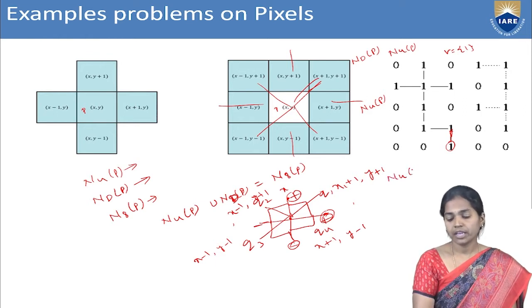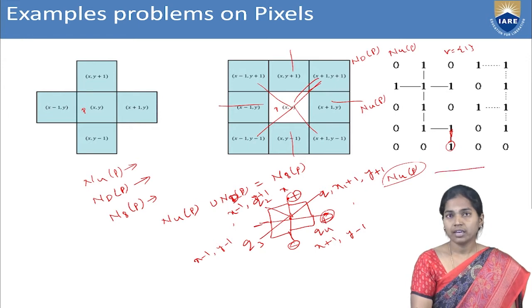When we are applying n4 of p, we need to consider either the left side or right side, top side and bottom side. So this is the center pixel. In the left side, the pixel also has adjacency. This pixel value is also the same gray level for some specified criterion. So here this is 1.